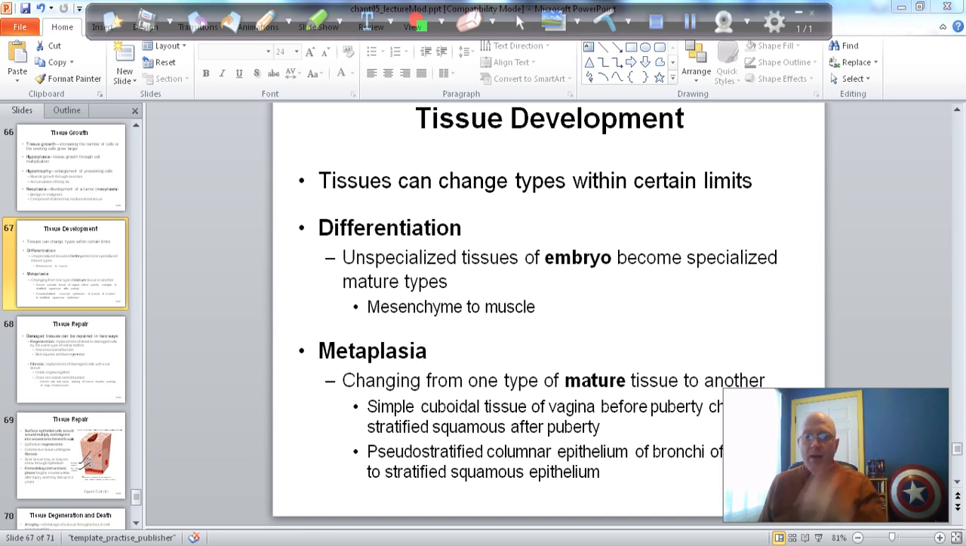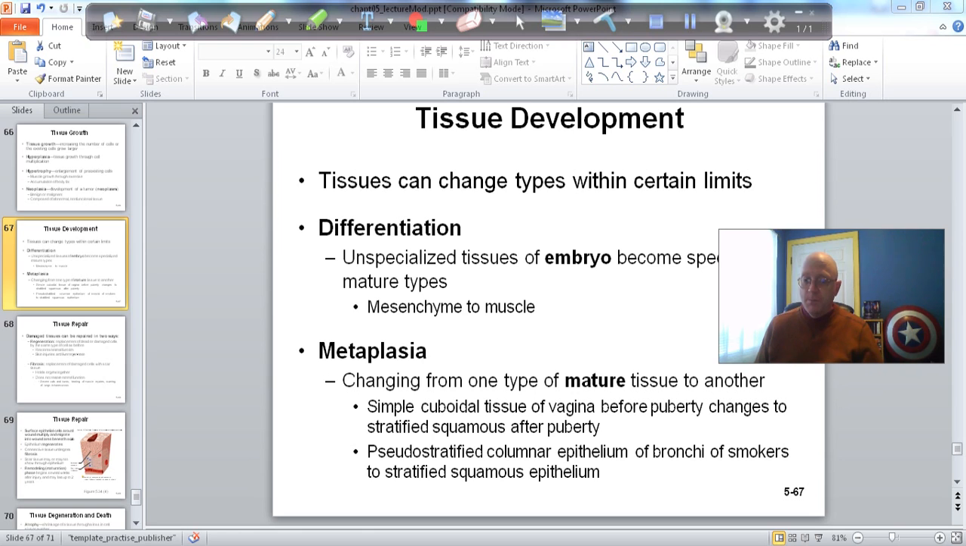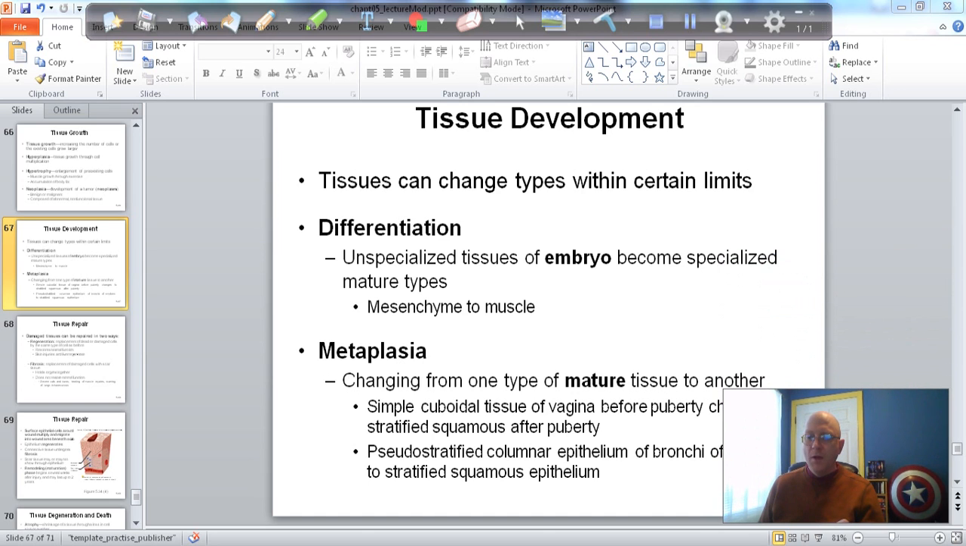So as an example, simple cuboidal tissue of the vagina before puberty transforms into stratified squamous after puberty. Right? So it's still epithelial tissue, but the shape changed. Pseudostratified columnar epithelium of the bronchi of smokers to stratified squamous epithelium. So there's another change. I don't want to make this lecture too long, so I'm going to stop here. But still, metaplasia, one mature tissue turns into another one.